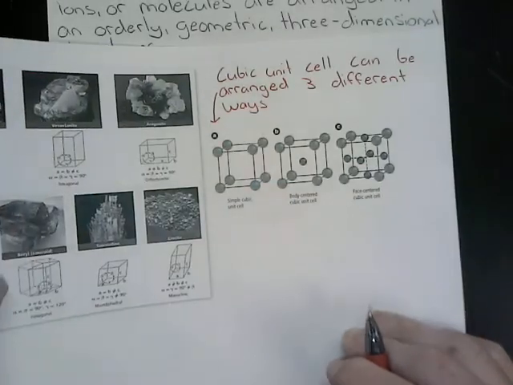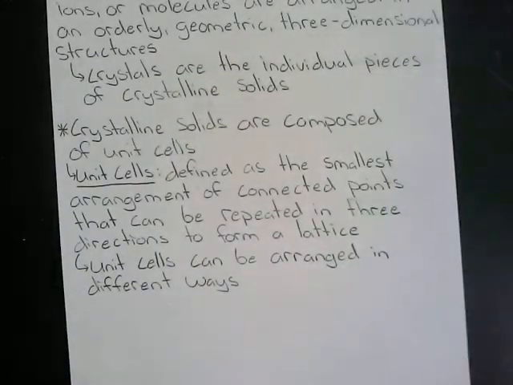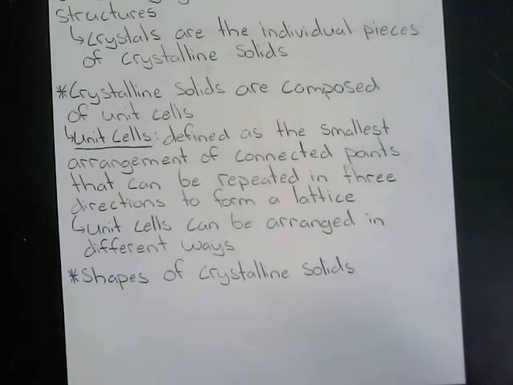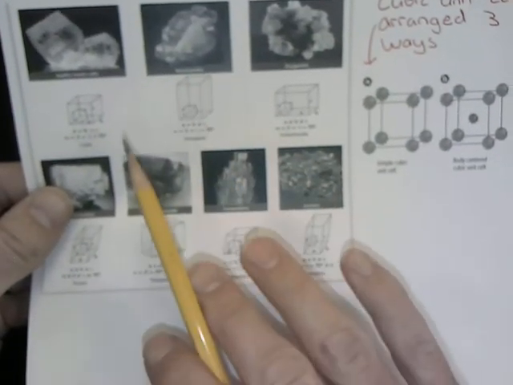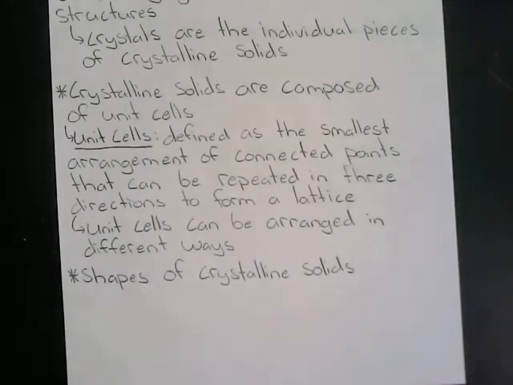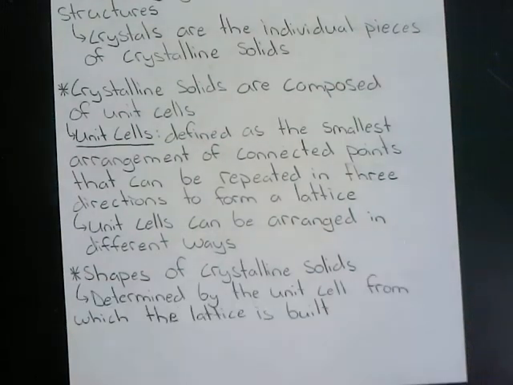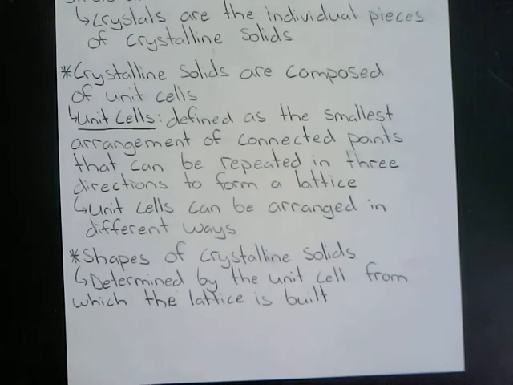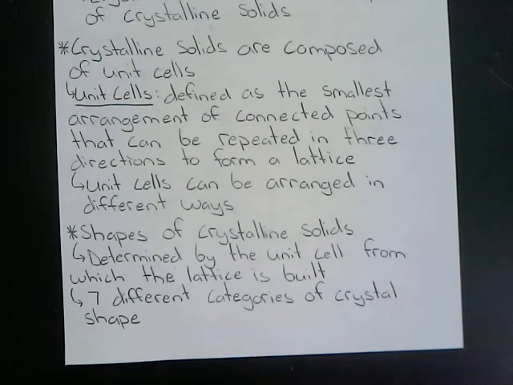Back on our notes, we can also talk about the different shapes of crystals. Maybe you saw it from the chart; we'll talk about it in a second. These shapes are determined by the unit cell from which the lattice is built. There are seven different categories of crystal shapes that exist, and the shapes differ among these seven.